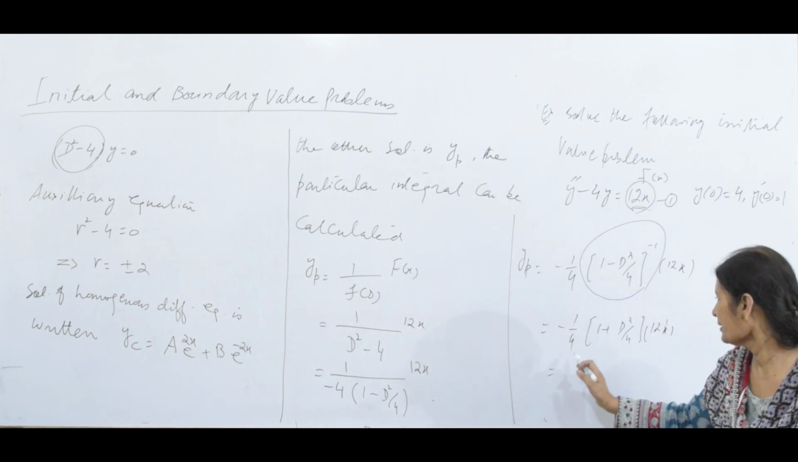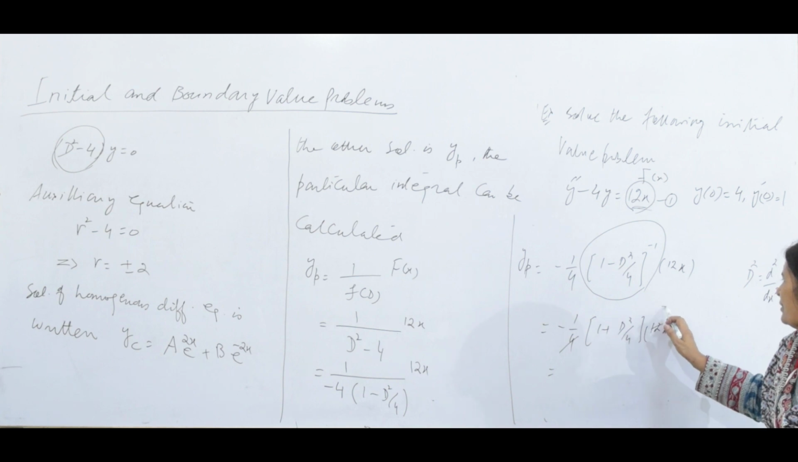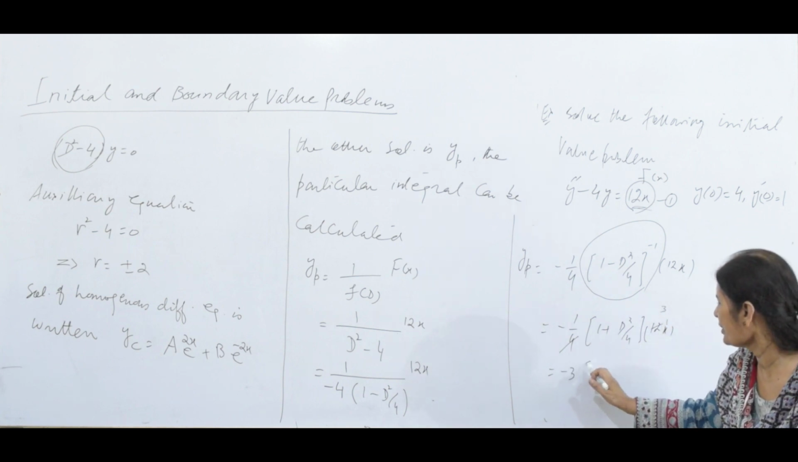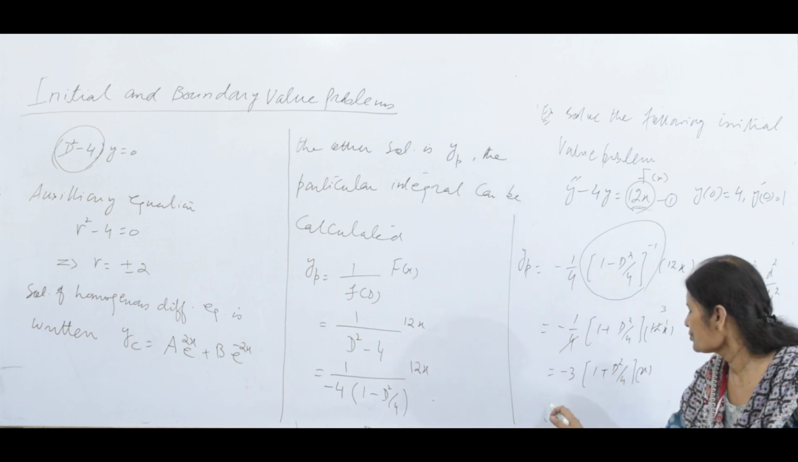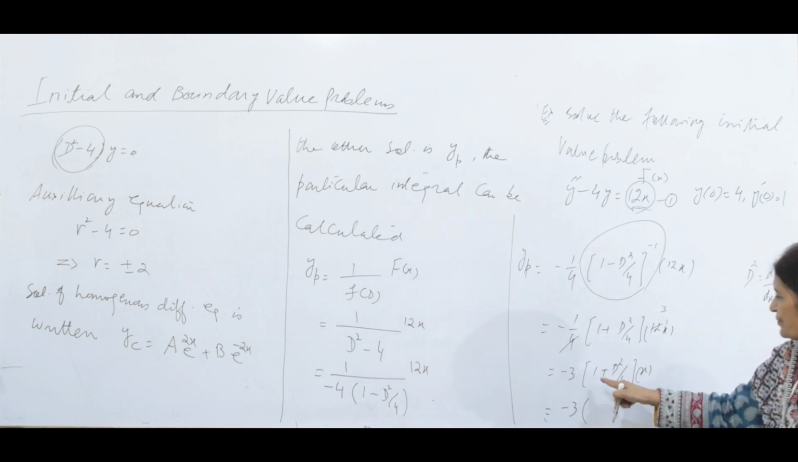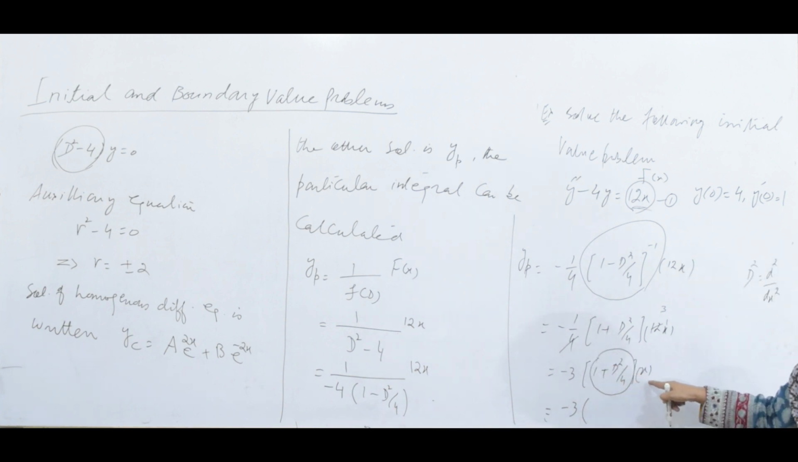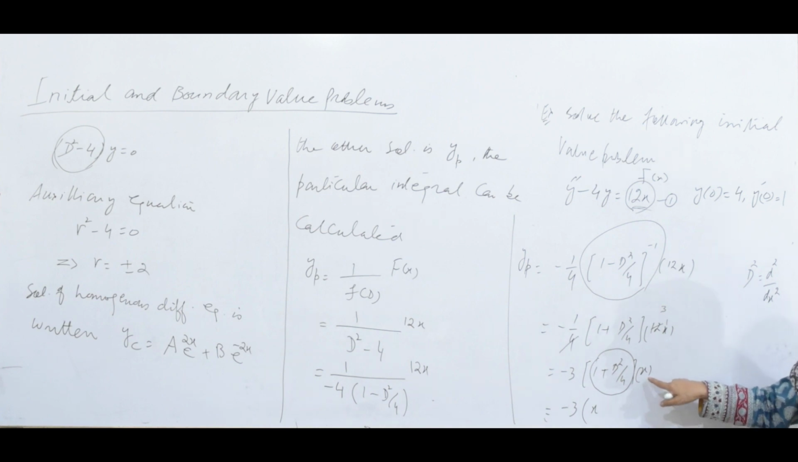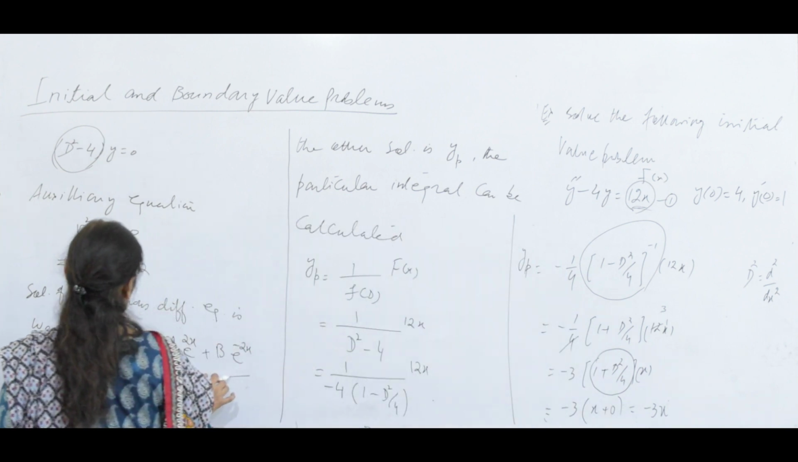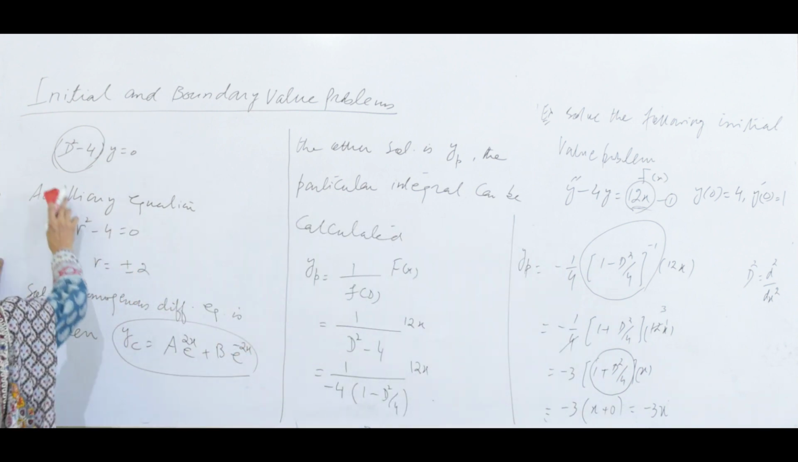So let me have a minus 4, let me consider 3. Minus 3 is taken out, and this is 1 plus d square by 4 operate on x. So this becomes minus 3 there. This is operated on x. 1 is multiplied with x, and then d square means twice differentiate, which is going to be 0. So this is minus 3x is your yp. You have yc here, this is your yc, and then this is the yp.